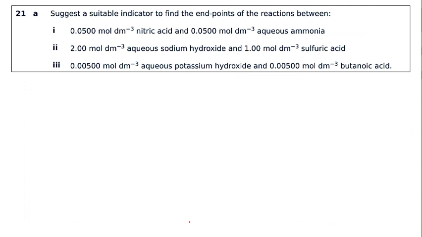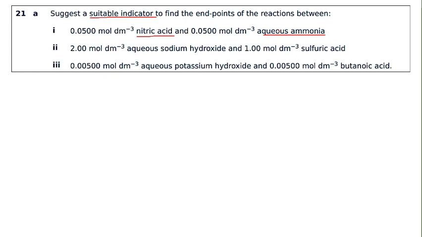Okay, question 21 is also related to the same table. It is saying to choose a suitable indicator that can be used for the following titrations. We have 0.05 mole per dm cube nitric acid reacting with 0.05 mole per dm cube of aqueous ammonia. Here, the nitric acid is a strong acid and ammonia is a weak base. So now we have strong acid and weak base.